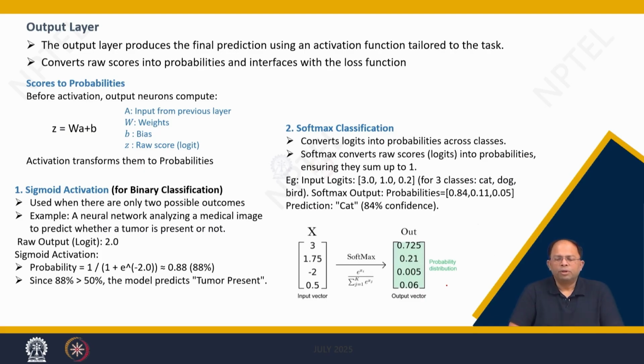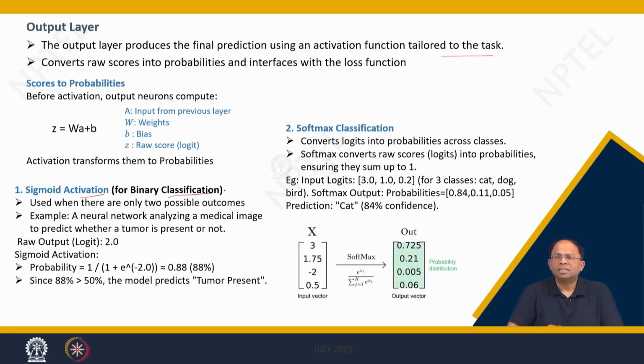The output layer produces, of course, the final prediction. Again, same as in neural networks, we use activation functions at the end, and they would be tailored to the prediction task, whether it is binary or multi-class. So if it is binary, probably we go for sigmoid activation.